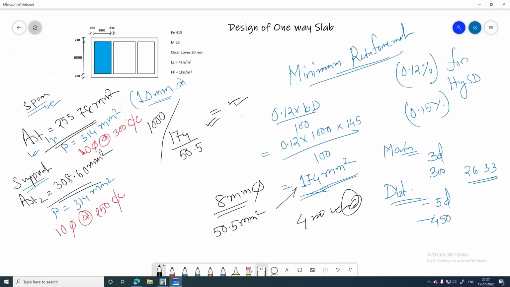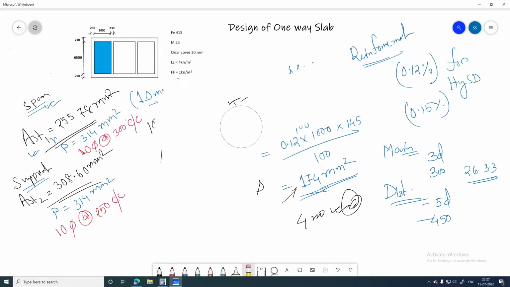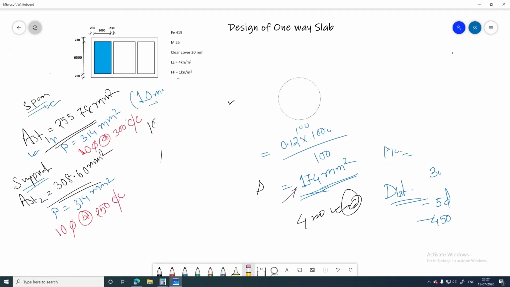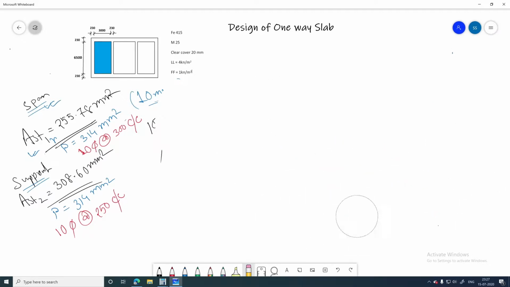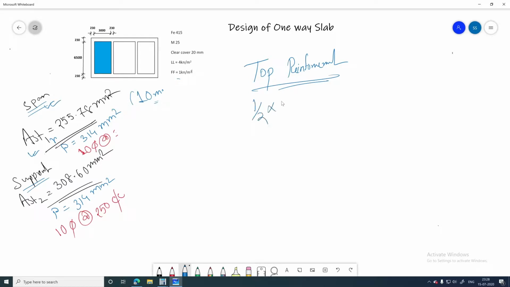Now we need to go for the top reinforcement. I think till now it is very much easier, right? After this problem we will go to the two-way slab, that is also very easy. So lastly we need to provide the top reinforcement. Top reinforcement is generally half of the span reinforcement.